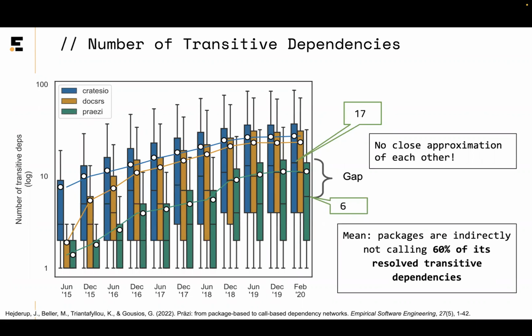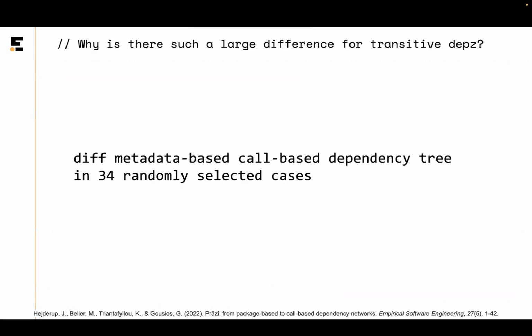And naturally, when we have such a huge gap, you're interested in who is really correct here. Is the metadata-based approach closer to reality, or do we find that using program analysis, we are under-approximating and missing a lot of cases related to transitive dependencies?